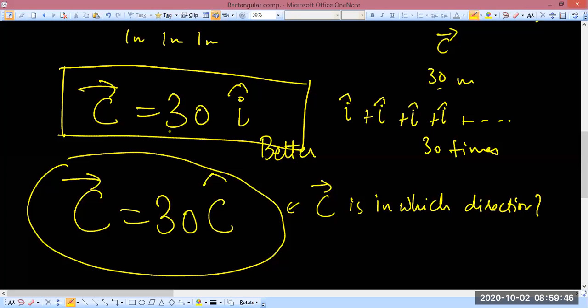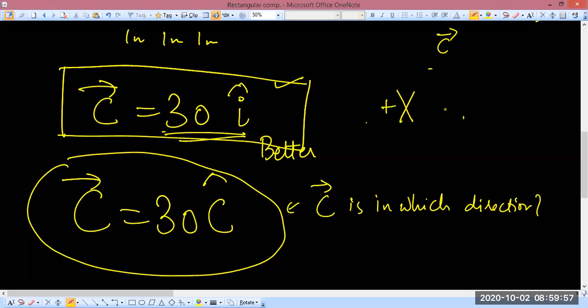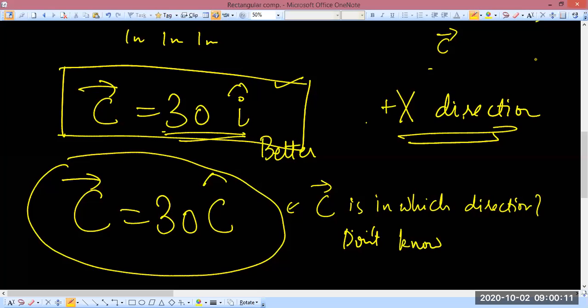But if you write like this, you will know that the C vector is definitely in the positive x direction, right? Here you won't know, but here you know that this is in the positive x direction. The reason is that i caret is a special vector. i caret means the unit vector in the positive x direction. That's what you have to remember. That is how everyone deals with it. I hope that made it clear.